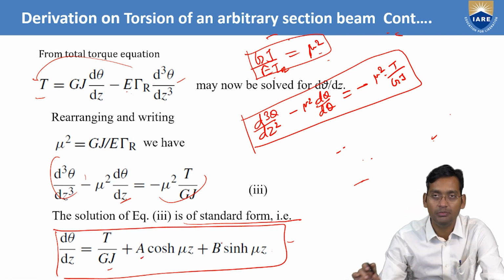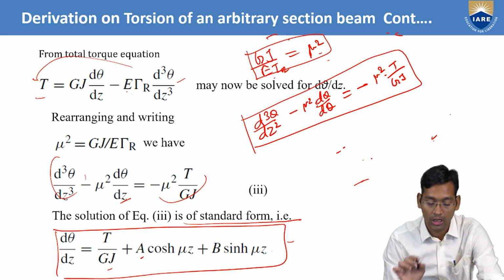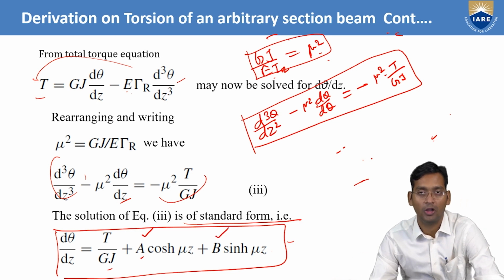Where A and B are the constants of that differential equation. Now we have to find the values of A and B. How will we find them?